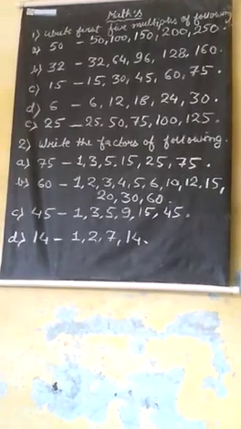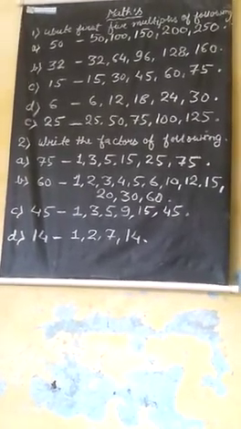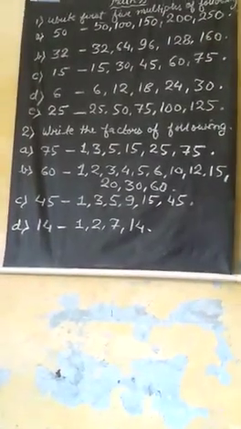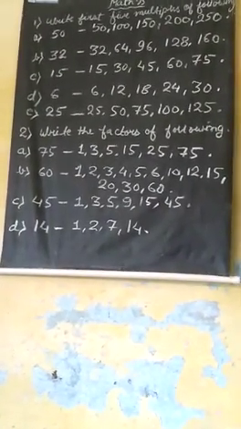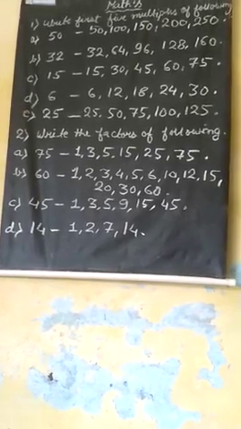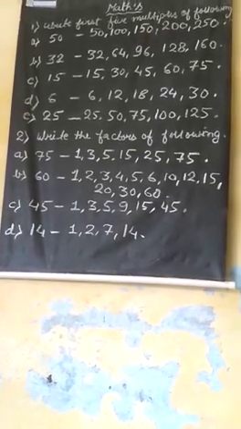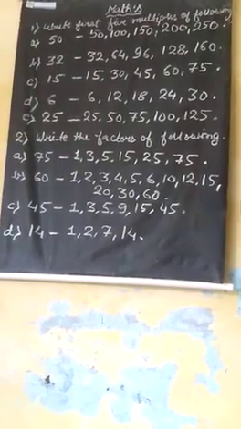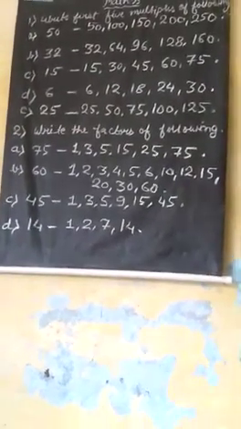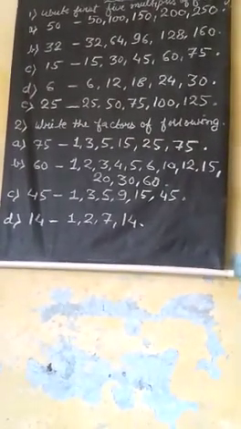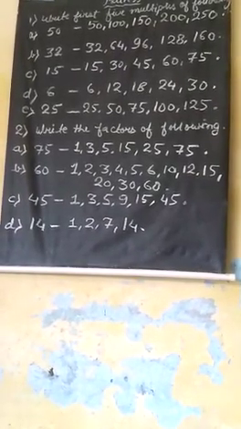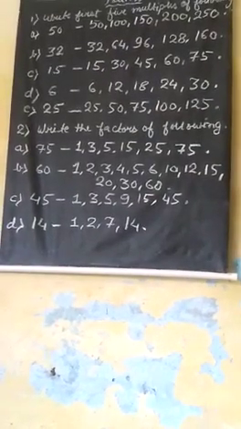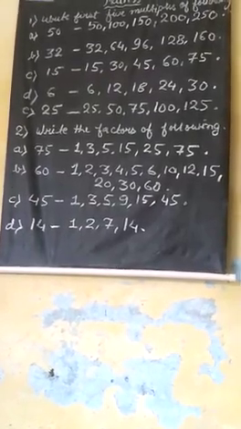We can write many multiples, but in questions the instruction may be to write 5 multiples, 10 multiples, or multiples greater than the given number and less than the given number. As the multiples of 25 will be the table of 25, means 25, 50, 75, 100 and 125. Our question number two: write the factors of the following.